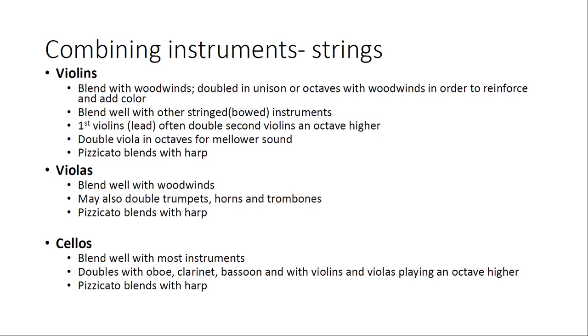So let's start off with our good friends, the violins. We're going to go through this by category, so it's easier to follow. The violins actually blend well with woodwinds, especially flutes and piccolos. One of the common techniques used here is to have a woodwind like the flute or piccolo double the violin in octaves, with the flute or piccolo playing an octave higher. It really reinforces the melody and adds quite a bit of color to your songs.